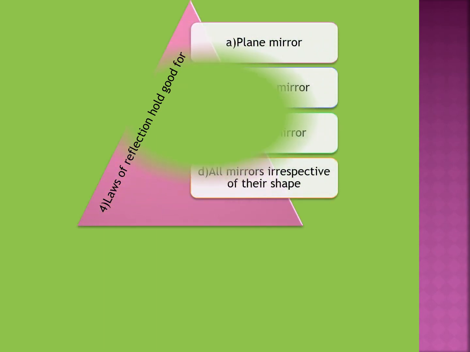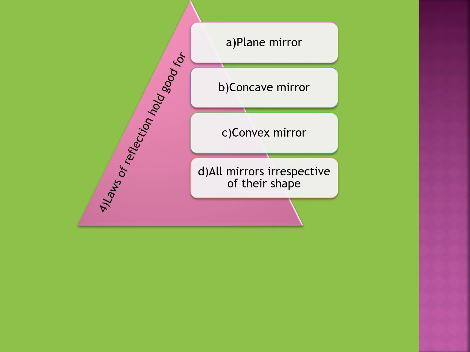Now we have to answer: laws of reflection hold good for what? Let us see the options, because from this we cannot make out what the question is. So laws of reflection hold good for... we still don't understand, so see all the options. So again they are talking about mirrors. Will we apply the laws of reflection in a plane mirror, or in concave, or in convex, or all types of mirror irrespective of their shape?